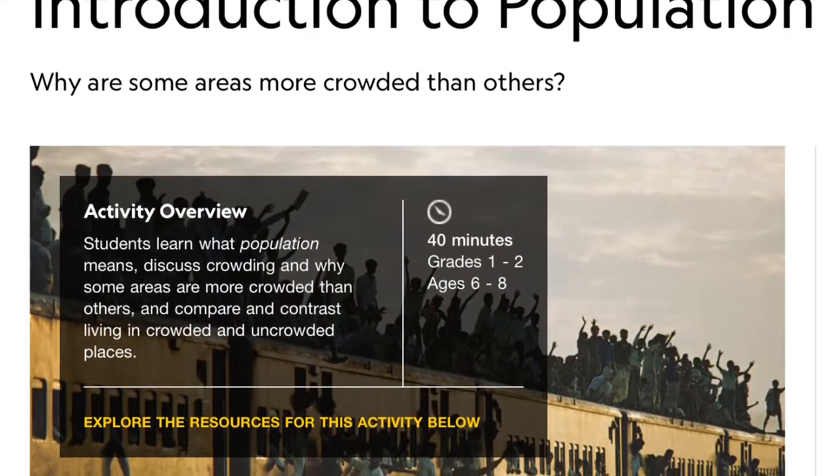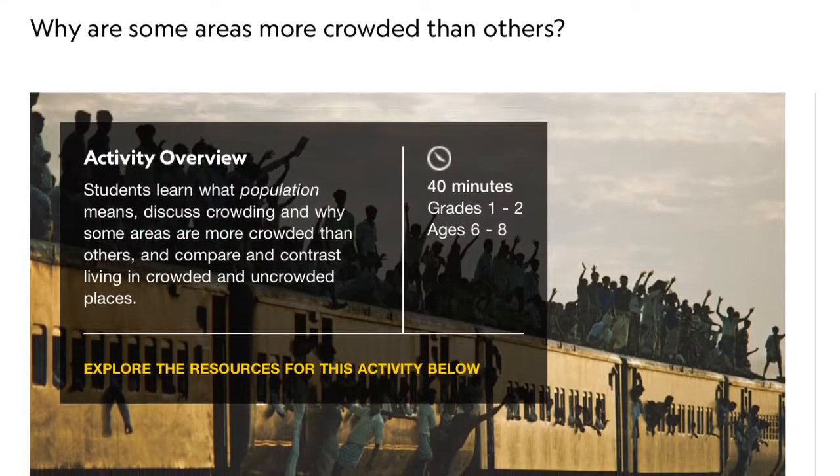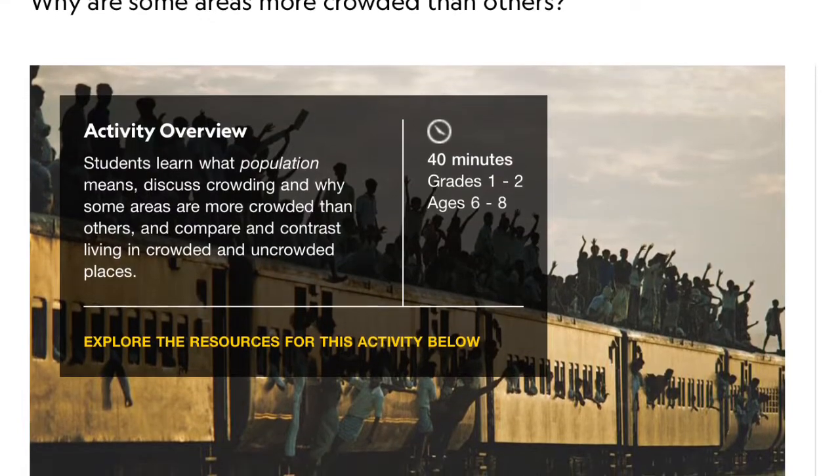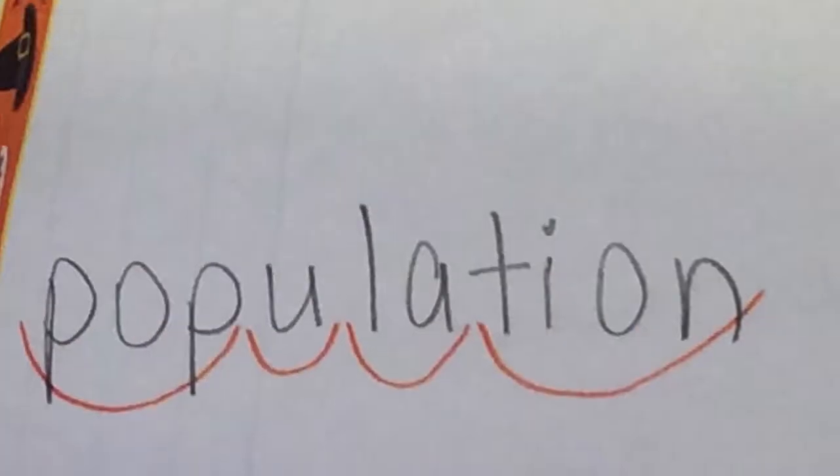I knew if I started with the end goal of getting my students to an understanding of how population affects them as second graders, then I would consider this project a success as I expand their attitude of curiosity.